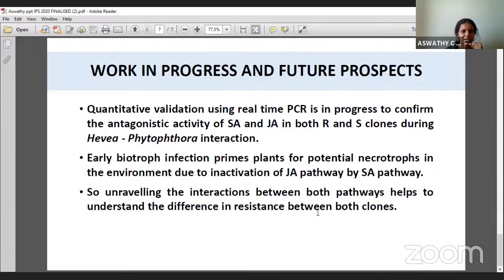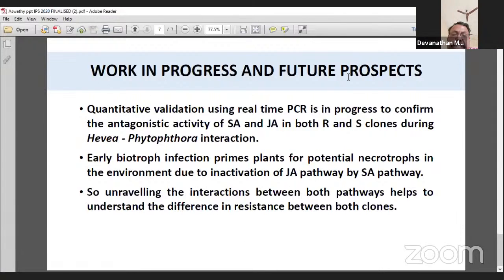These findings will help us to identify how the resistance mechanism in the plant is acting. So unraveling the interaction between both pathways helps to understand the difference in resistance in both clones, and if we can rewire the salicylic acid pathway and connect the jasmonic acid pathway, we can identify more information about both pathways and their role. Thank you.